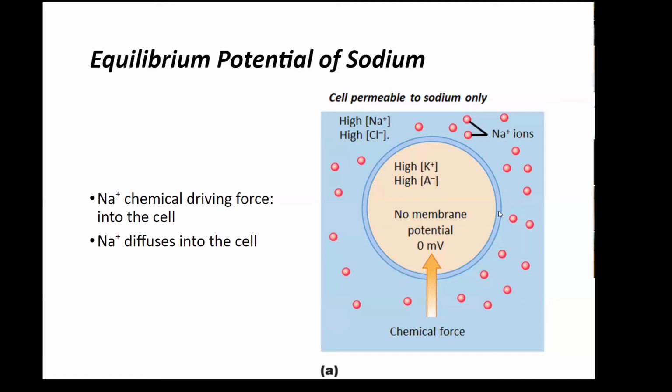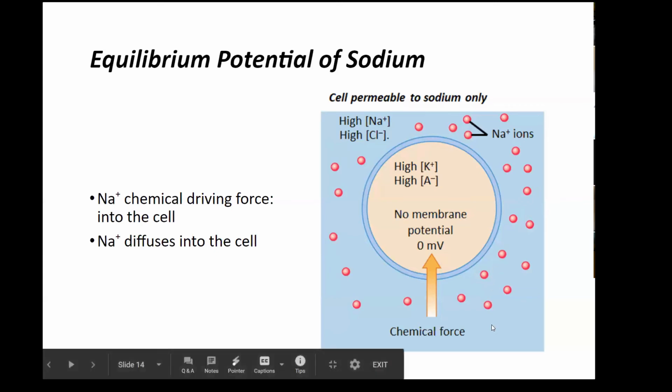There are red ones, which means that we also have a chemical force on the sodium ions. So the sodium ions are going to go high to low. That's always the direction we want to move for our chemical forces, high to low. So we're going to have a chemical driving force into the cell on the sodium. So when this membrane is permeable to sodium, that is the actual movement that we'll see on this ion.